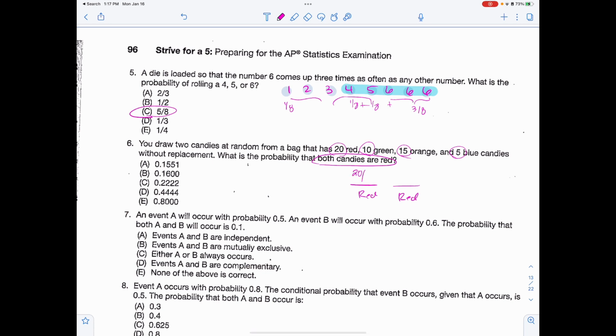So drawing the first one out of the bag is going to get me 20 out of 50. But then I draw it out, I don't put it back, and so now I only have 19 red left, but I only have 49 candies left. So that's how we would solve it. 20 out of 50 times 19 out of 49. So I'm just going to do 20 divided by 50 times 19 divided by 49, and that's going to get me about 15.6%, which is this one here.